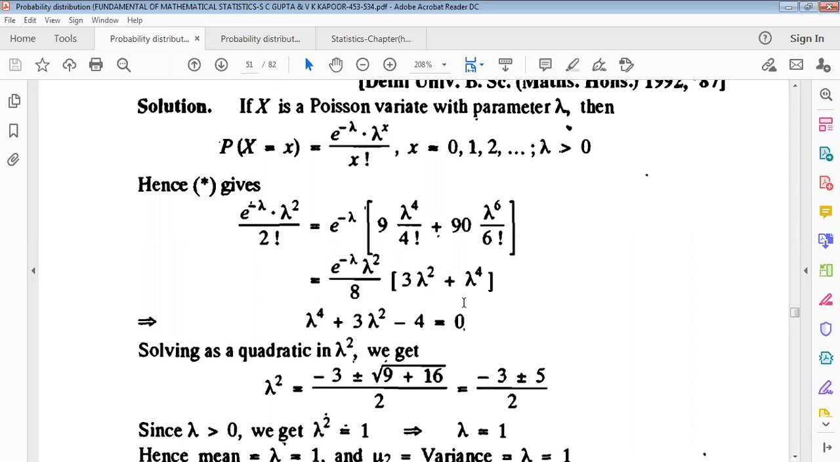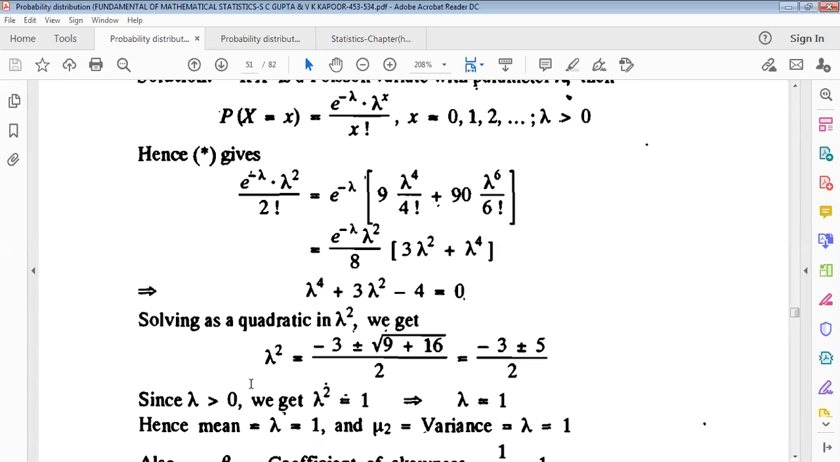Actually, this is a quadratic equation in lambda square. If you consider lambda square equal to x, it looks like an x square plus bx plus c type equation. Solving for lambda square, we get minus b plus or minus the square root of b square minus 4ac, divided by twice a. Here b is the lambda square coefficient 3, so b square is 3 square, plus 4ac where a is 1 and c is minus 4. Minus times minus gives plus.